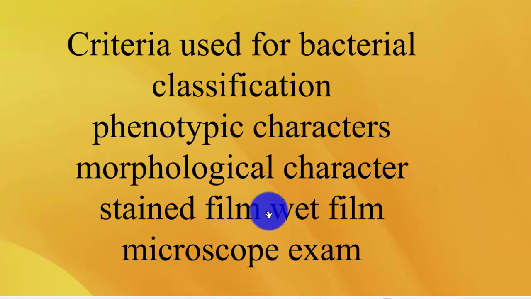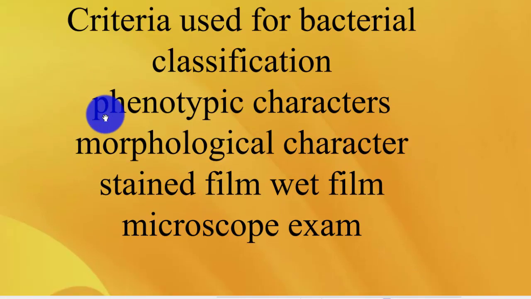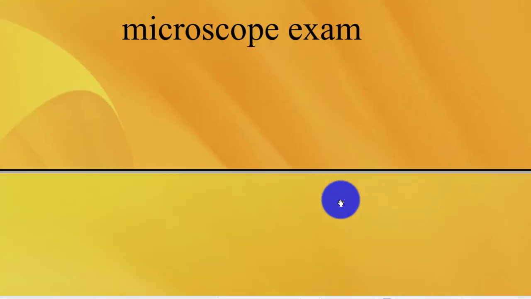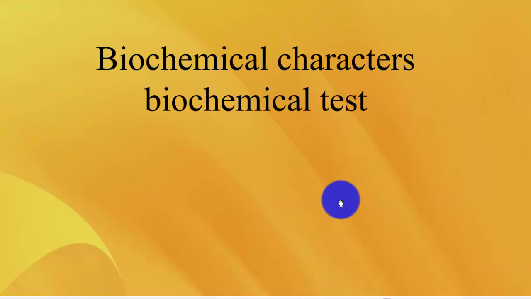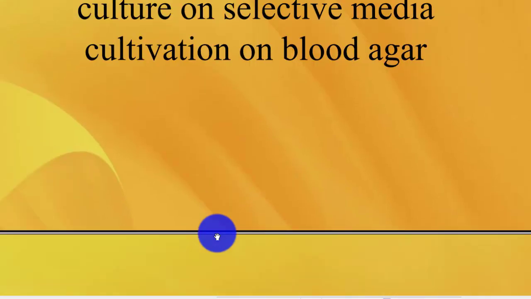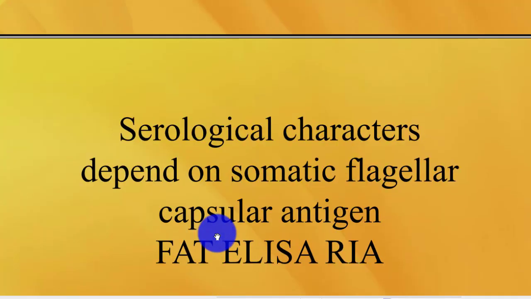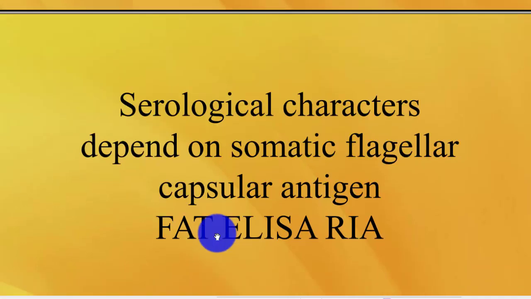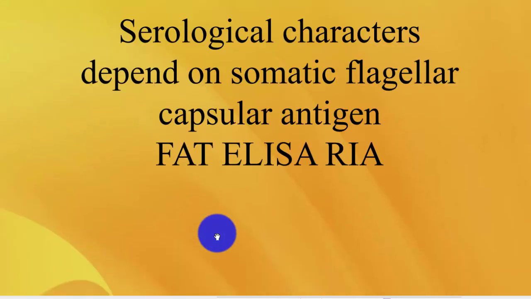Criteria used for bacterial classification: phenotypic characters, morphological characters, stained film or wet film examined under microscope, biochemical characters, biochemical tests, culture characters, by cultivation on liquid or solid media, by cultivation on selective media, by cultivation on blood agar. Serological characters depend on somatic, flagellar, or capsular antigen. The use of certain serological tests such as FAT, ELISA, and RIA.